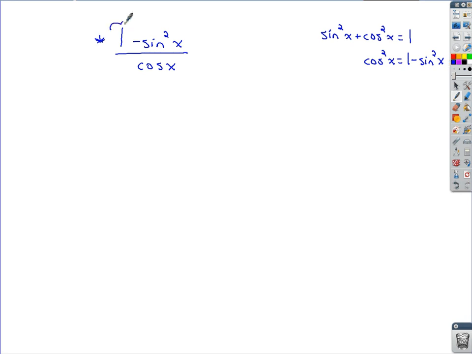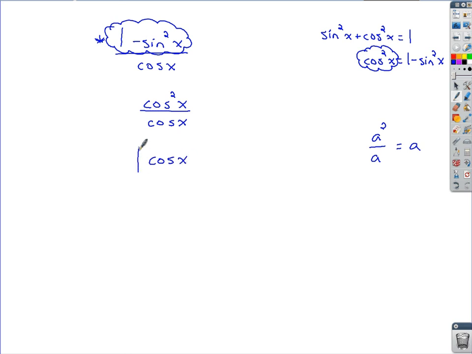So I could take this guy and replace it with this guy. When we do that, we've got cosine squared of x on top over cosine of x. Can you divide that any further? I mean, if I have something like a squared over a, can I divide that out? Sure, what is it? It's just a. So cosine squared over cosine is just going to be cosine of x. There's your simplified answer for the given expression.